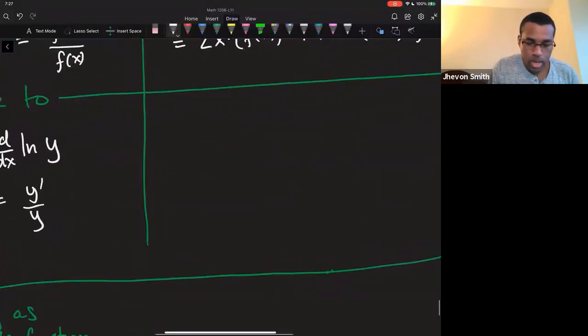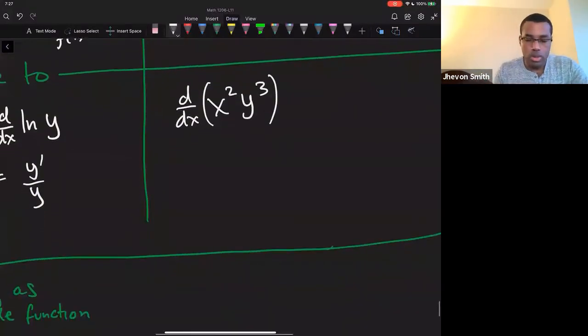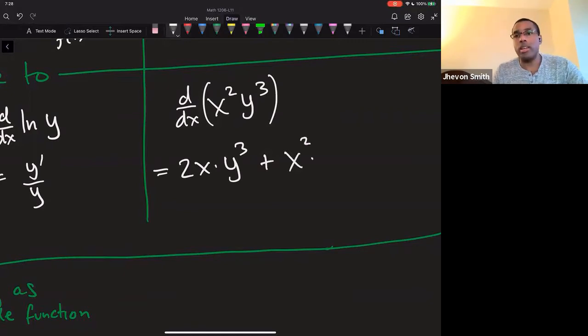Now let's look at this one. This is like if I had d dx of x squared y cubed. So I want to differentiate this expression with respect to x. And the y, I'm just thinking of it as some inside function. It has x's in it, probably. So what I would do is, first of all, the product rule. So I'm going to differentiate the first function, leave the second, plus leave the first, differentiate the second.